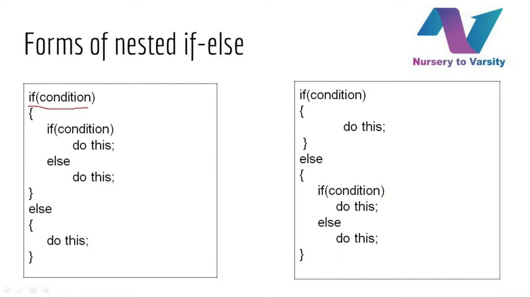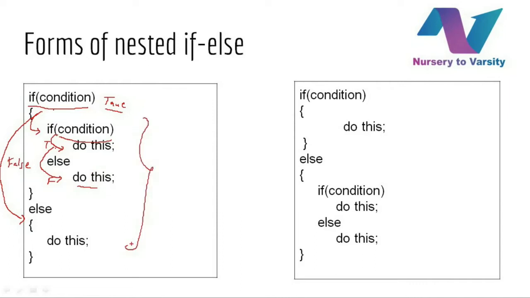If the condition is found to be true, then only it will enter this if block. Otherwise, if the condition is found to be false, it will move to the else block. And if this condition is true, then only it will check this if condition. Again, if this if condition is true, it will execute this statement. Else, if it is found to be false, it will execute this statement. Okay? So this is how this whole sequence will work.